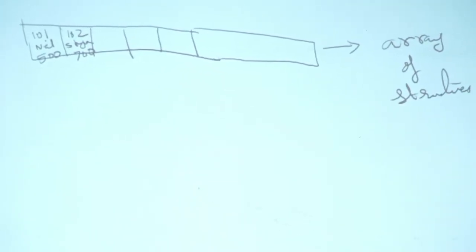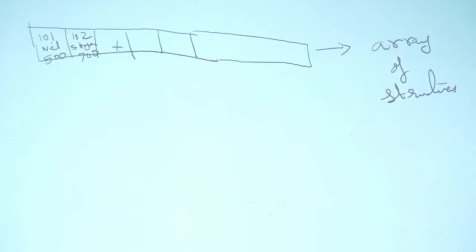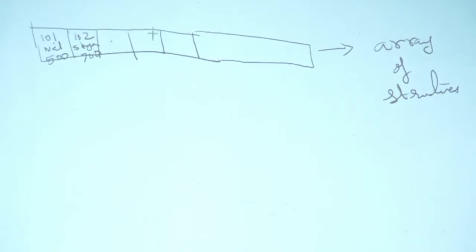Imagine that this is filled up, this is filled up, this is filled up. If I have to add something here, no problem. I just have to take the new index and do it. But if I have to add something over here, then all these guys have to be pushed ahead. And that's laborious. That is what I was talking about.